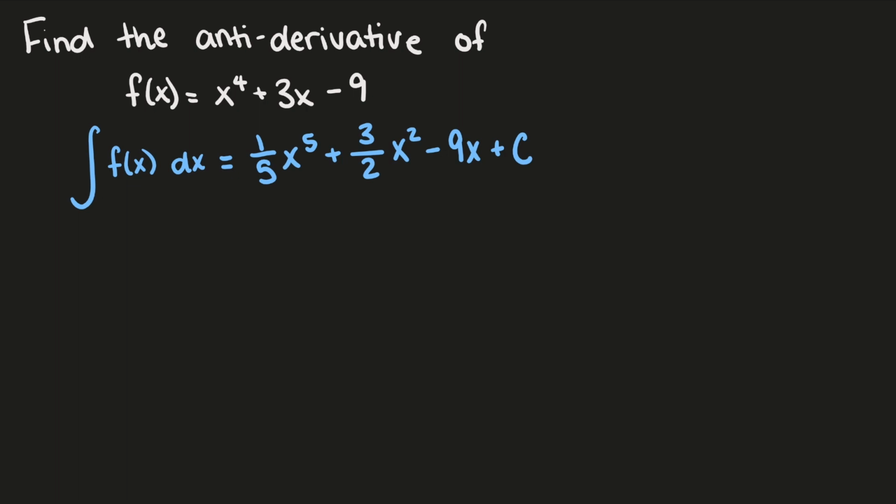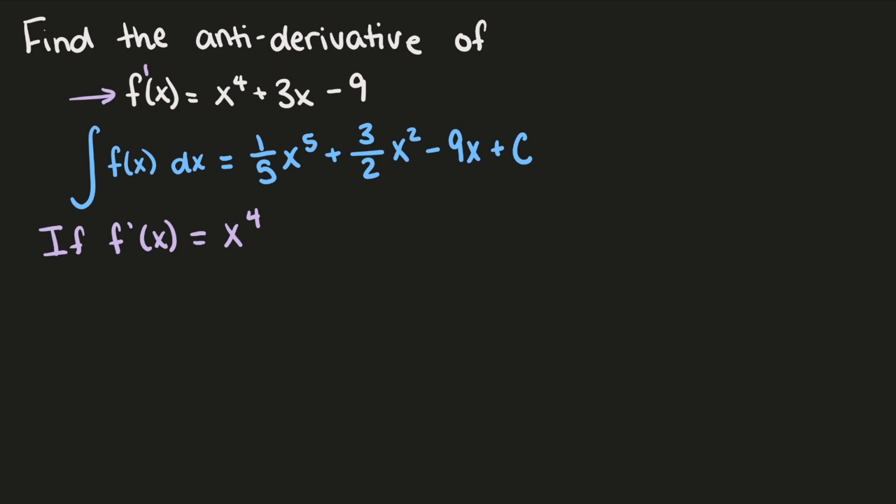If we know that f prime of x is equal to x to the fourth, because in this case we're taking the antiderivative, right? So that means this is like our f prime of x. This is the derivative of our original function. We know that f prime of x is equal to x to the fourth. So what can we take the derivative of to give us x to the fourth?